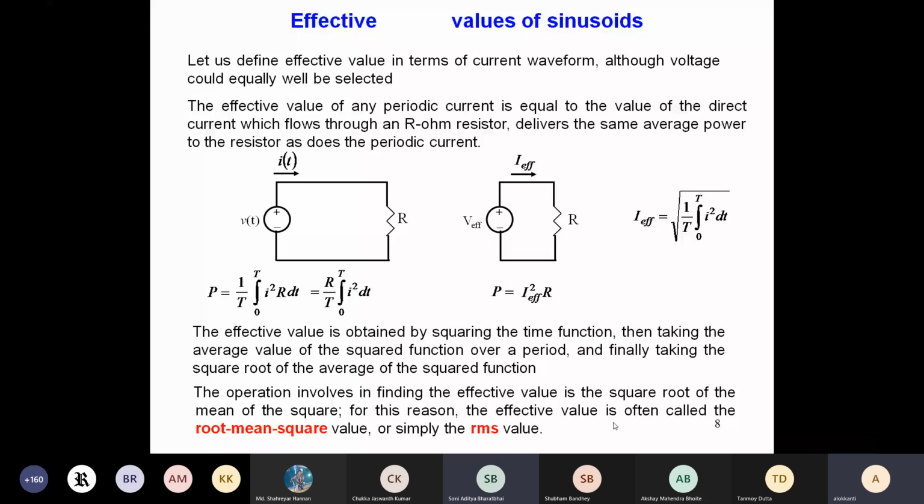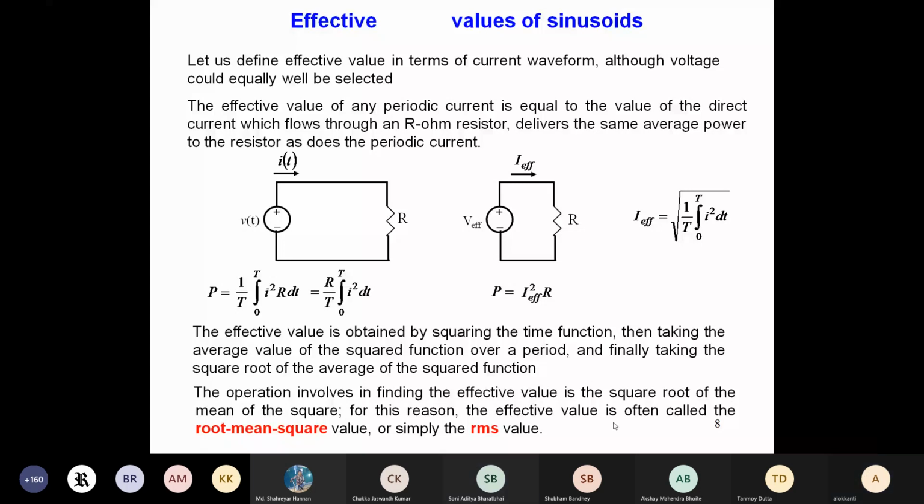Sir, here in the integral, capital T denotes the time period, or can it be any time interval? Whatever is the time period, you have to divide by the same time, because we are doing the average. If you take it t by 2, then you divide by t by 2, 1 by t by 2.